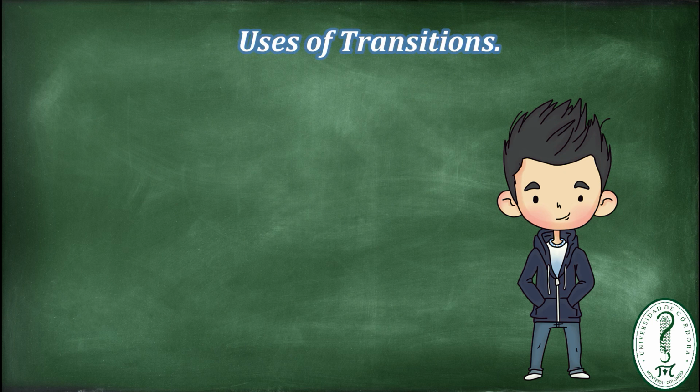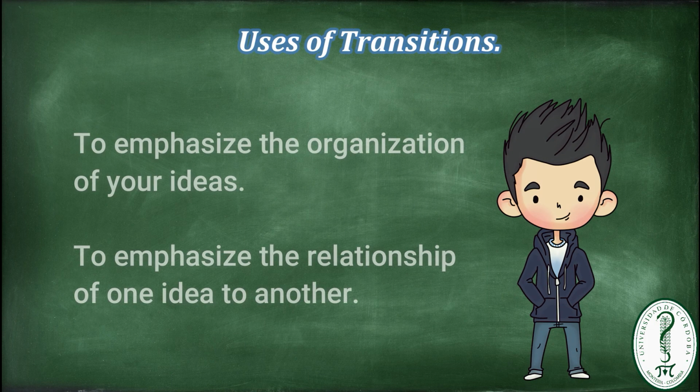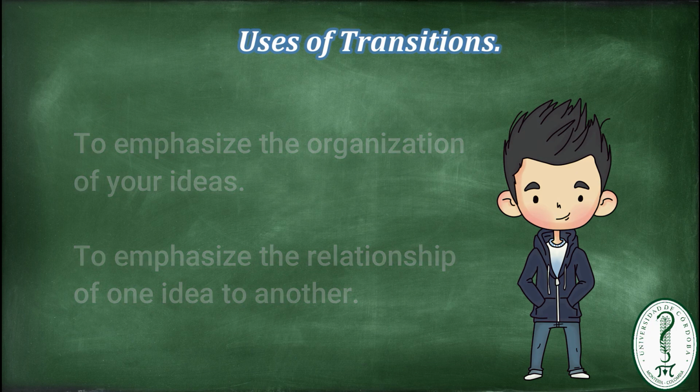There are some uses of transitions. The first one is to emphasize the organization of your ideas. That means you can organize your ideas from the least to the most important reasons. You also can organize by time. The other one is to emphasize the relationship of one idea to another. That means you can organize your ideas with the major point, an example to illustrate a point, or a similar or opposite idea to the previous one. That's the way that you can organize it in this second use.